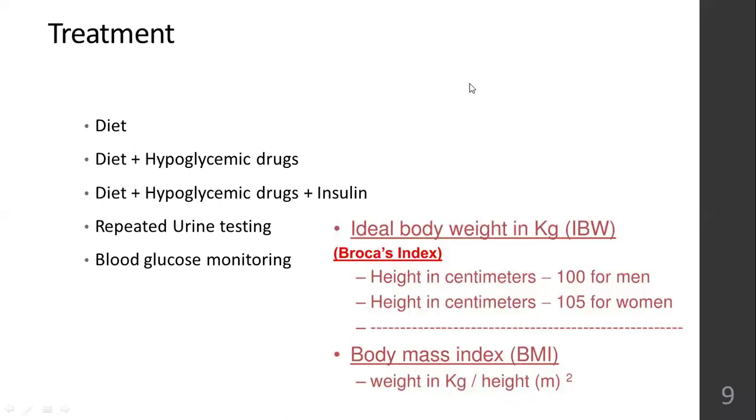Body mass index, BMI, you all know that, weight in kg divided by height in meter square. These things will also be tested to give them an ideal diet plan.